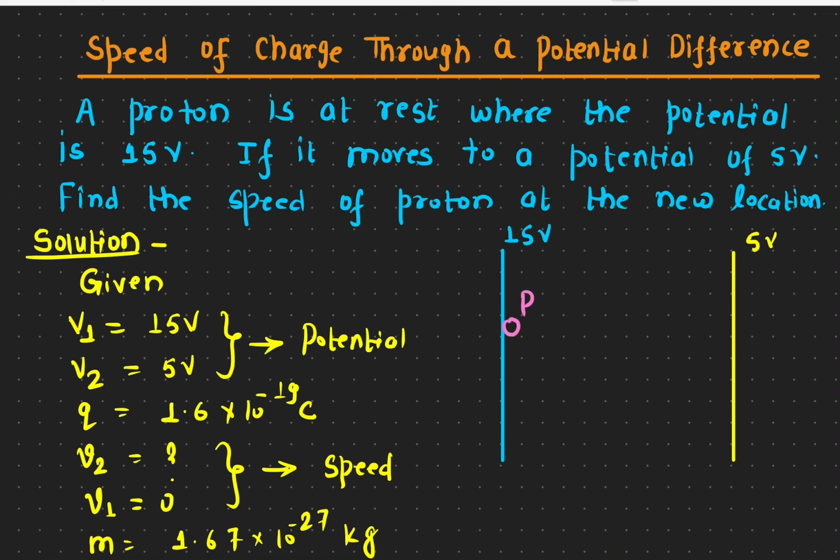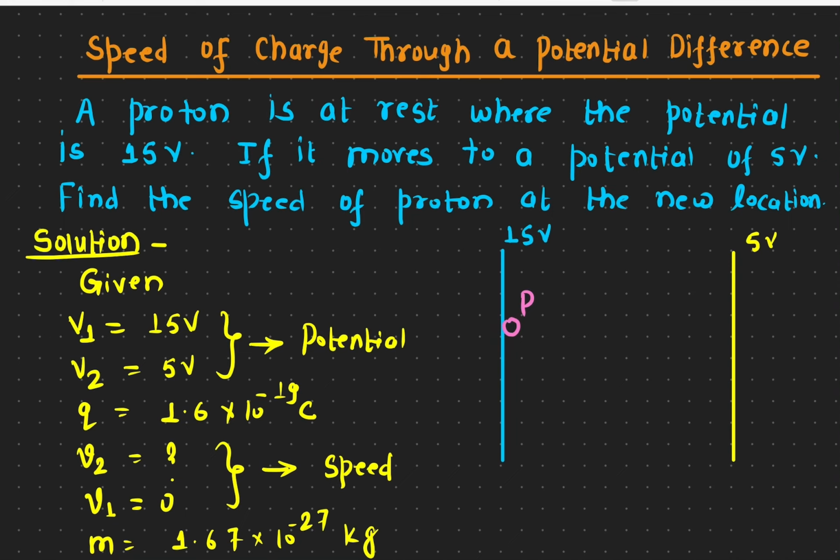In this problem, we're going to find out the speed of a proton when it passes through a potential difference. So here, we are given a potential that is 15 volt, and there is another potential surface that is 5 volt. And then here you have a proton sitting at rest.